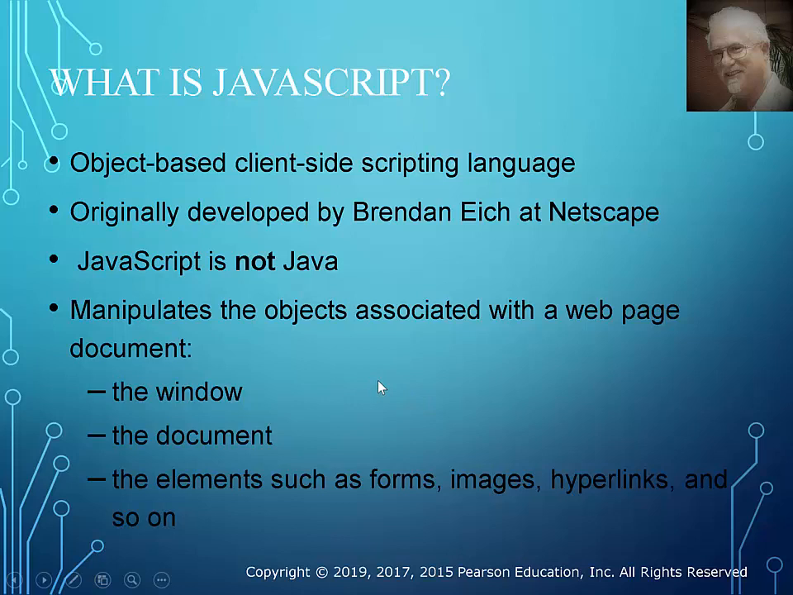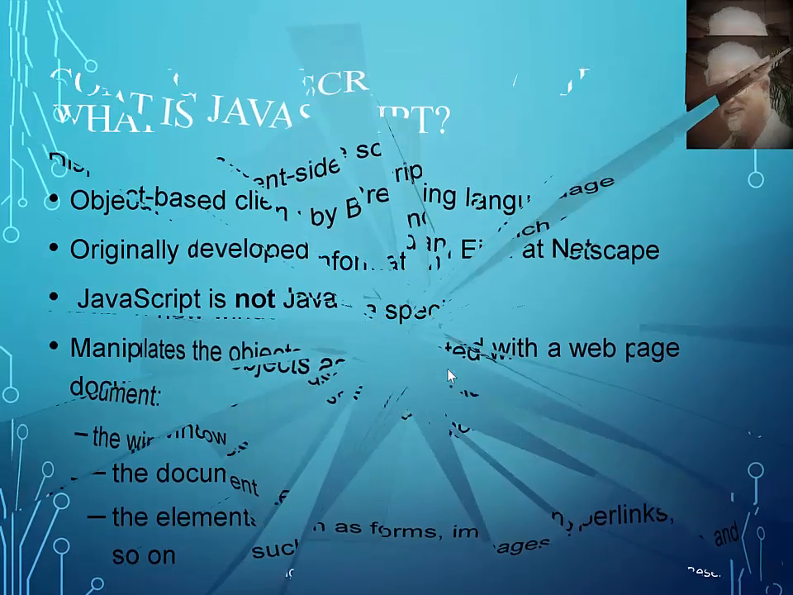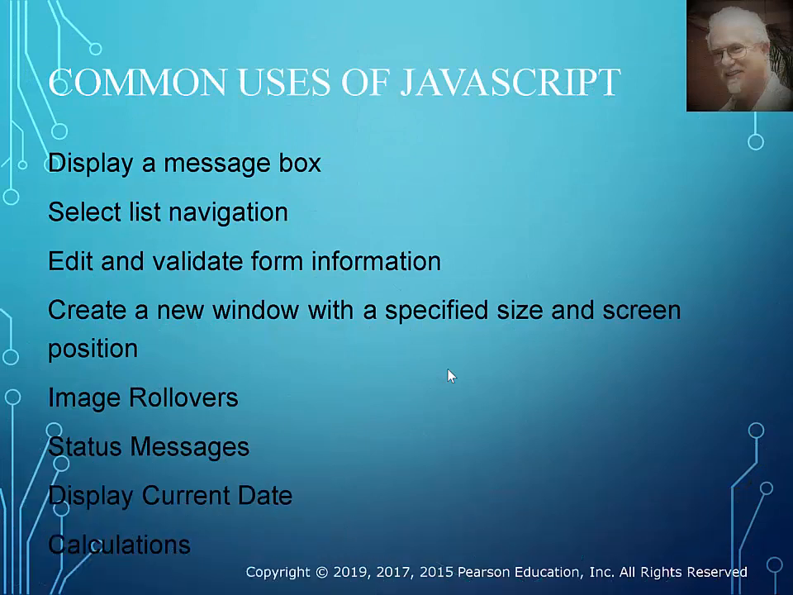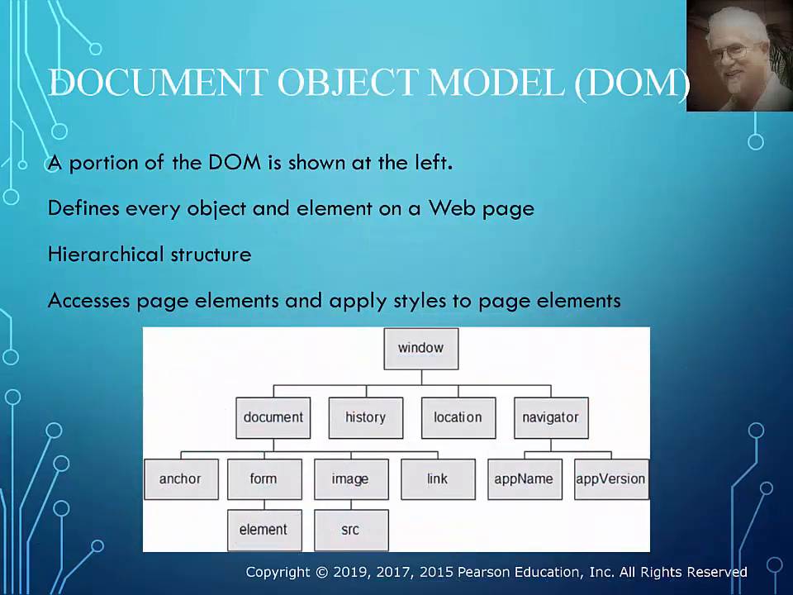We have what's called the DOM, the Document Object Model, we'll be looking at. And we do that with JavaScript, with jQuery, with jQuery Mobile. Great fun. You'll use it a lot. You can display message boxes. You can do other kinds of navigation, edit and validate form information, create new windows, do image rollovers, do status messages, calculations, and so on.